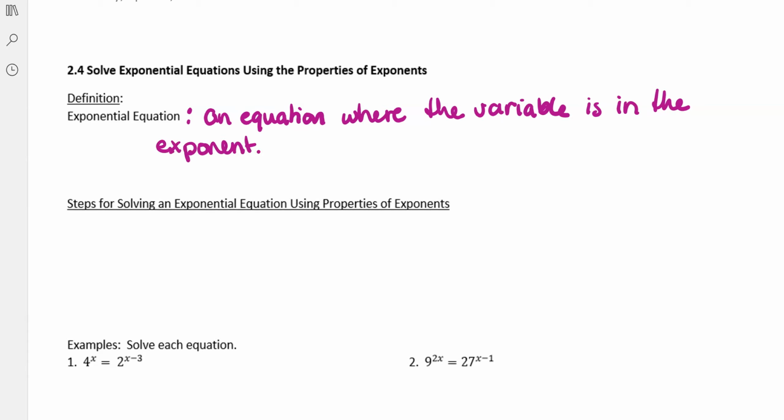All right, and if you're solving these equations, there's really three basic steps. Honestly, it's two, but we always put checking as our last step. So the first one is just to rewrite both sides of the equation with the same base.